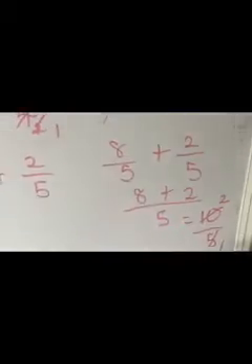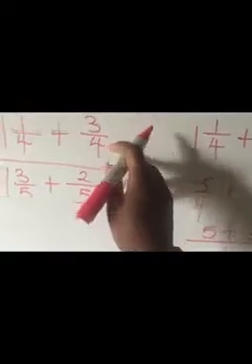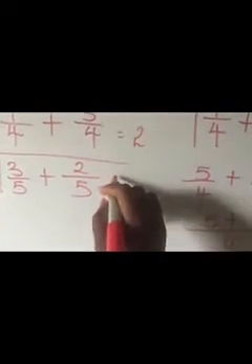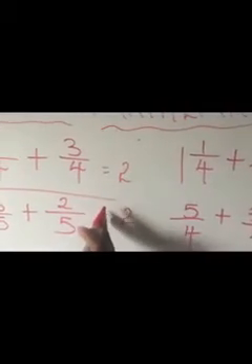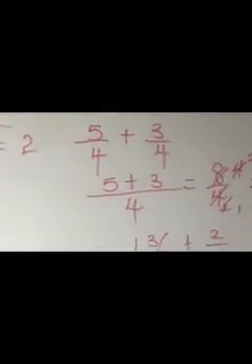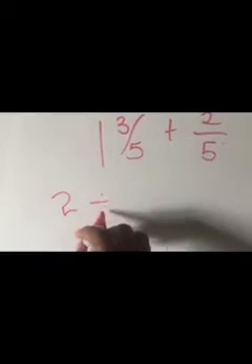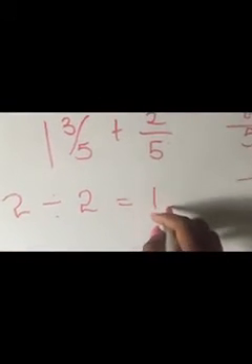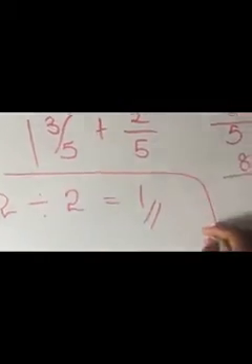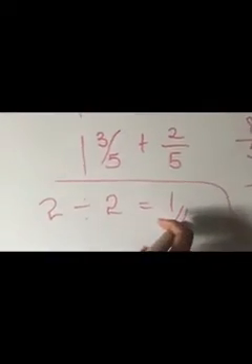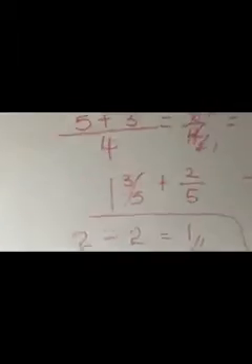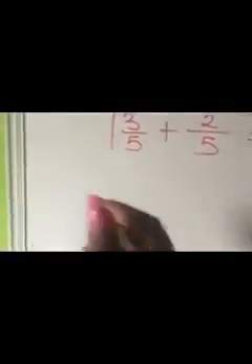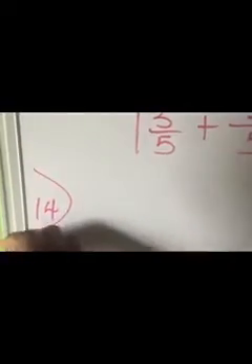So we have 2 and 2. The answer for here is 2. And the answer here is also 2. So it means we have to do 2 divided by 2. That's 2 divided by 2, which gives us 1. So our answer is 1. Okay? Then we move to the next question, which is number 14.